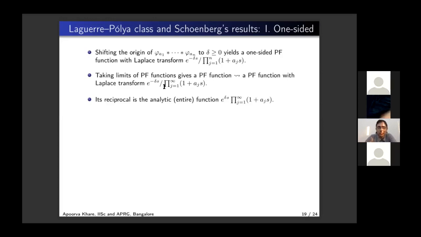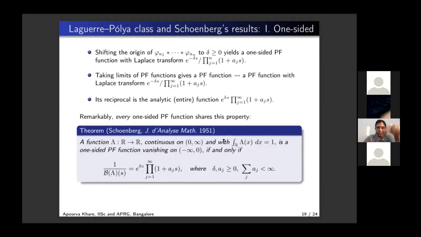And look at this function. Look at the Laplace transform of that function. Its reciprocal is this analytic function. In fact, entire function, e raised to delta s, delta bigger than or equal to 0, times this product. But not only is this analytic, it turns out that this is a very special kind of analytic function. As I said, I'm telling you about things which are very old. This is also very old. This is more than 100 years old. Okay, I'll get to that in the next slide, or maybe at the bottom of the slide.